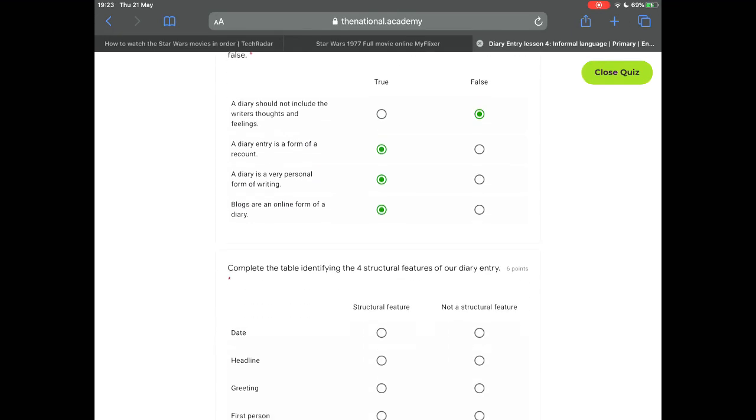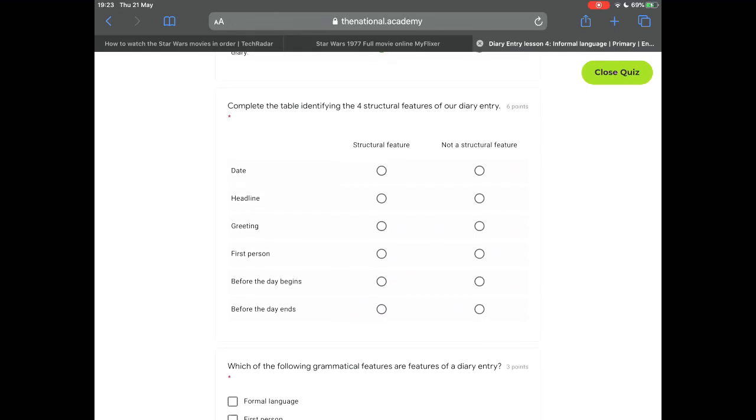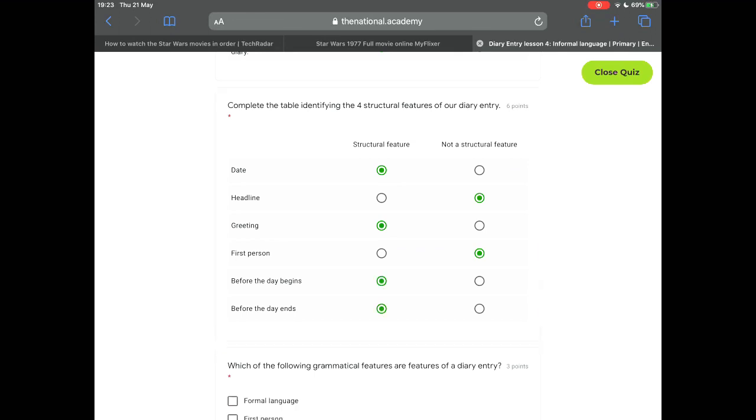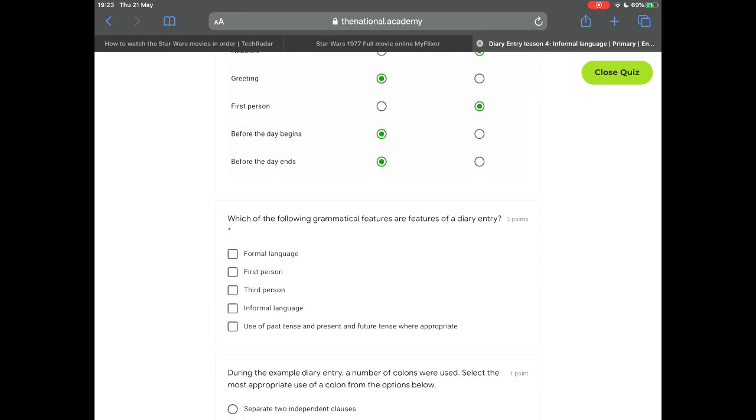Blogs are an online form of a diary. That's also true. Complete the table identifying the 4 structural features of a diary entry. A day is a structural feature. A headline is not. A greeting, yes. First person, no. Before the day begins, yes. Before the day ends, yes. Which of the following grammatical features are features of a diary entry? So, formal language is not. First person, yes. Informal language, yes.